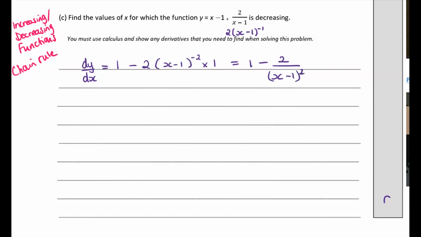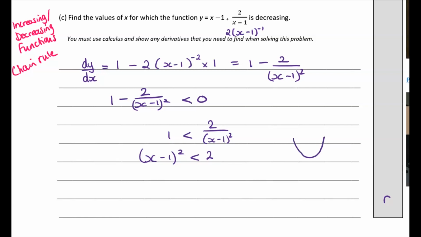Now if that's decreasing, we need to know when it will be negative. So set it to be less than 0 and start rearranging. So I'm just going to move that negative 2 over x minus 1 squared to the right hand side like so, and we'll have x minus 1 squared less than 2, which is a quadratic, and we've got to be careful sorting that out with the inequality. So think about it being a positive quadratic, and we want to know when does it drop below 2.